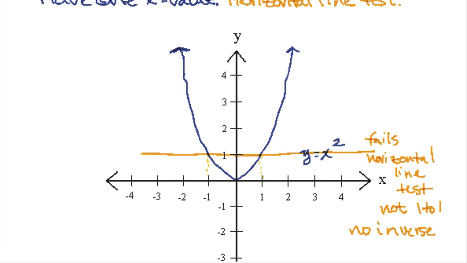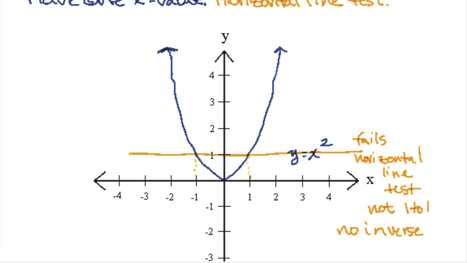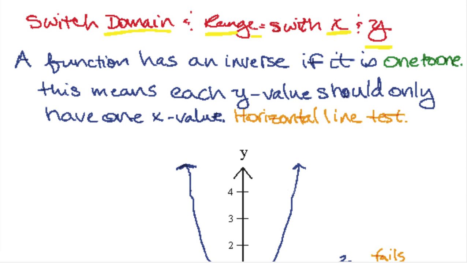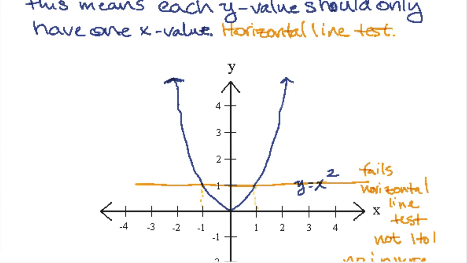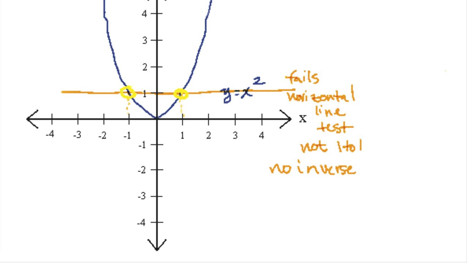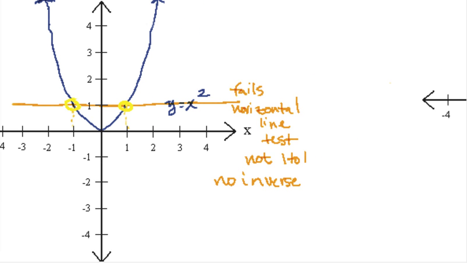So when we're dealing with these problems, in order for a function to have an inverse, it must be one-to-one. What that means is that it passes a horizontal line test. In other words, each y value must only have one corresponding x value. So here you can clearly see at this point right here, and at this point right here, that y value of 1 has two x values of -1 and 1. So therefore, it does not pass the horizontal line test and have an inverse.